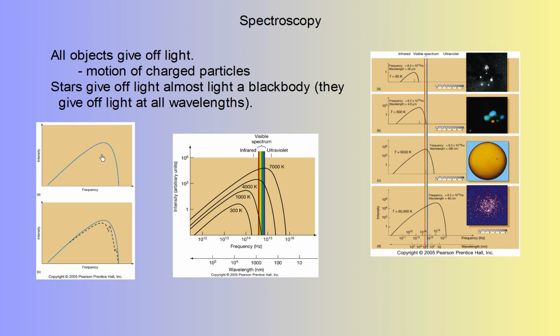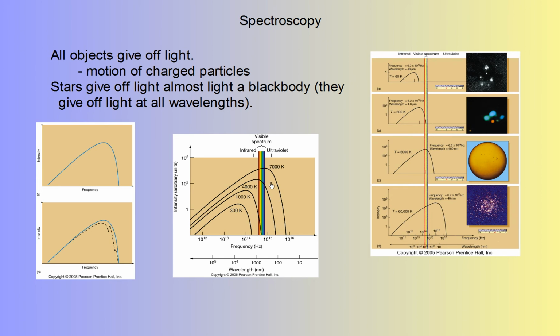It, of course, depends on the temperature of that body. The sun and other stars approach that. You can see this is the actual light curve given off by the sun, and you get some other little bumps and curves in here, which come about because of objects between us, like the Earth's atmosphere and the sun's atmosphere. But stars do give off light at just about all wavelengths.